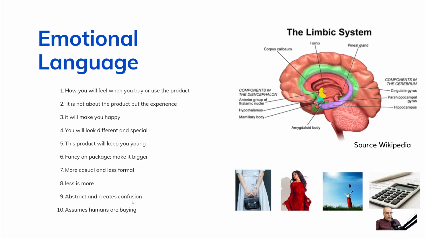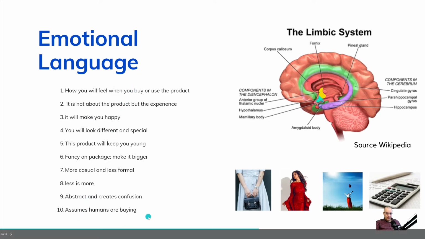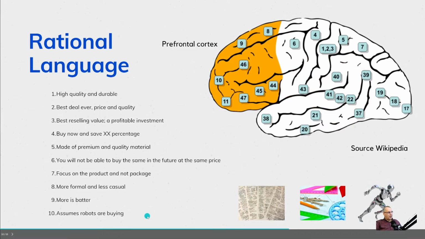This is why humans are imperfect, correct? And this is why the emotional strategy of selling assumes that you are selling to humans. Now let's speak about the rational language.